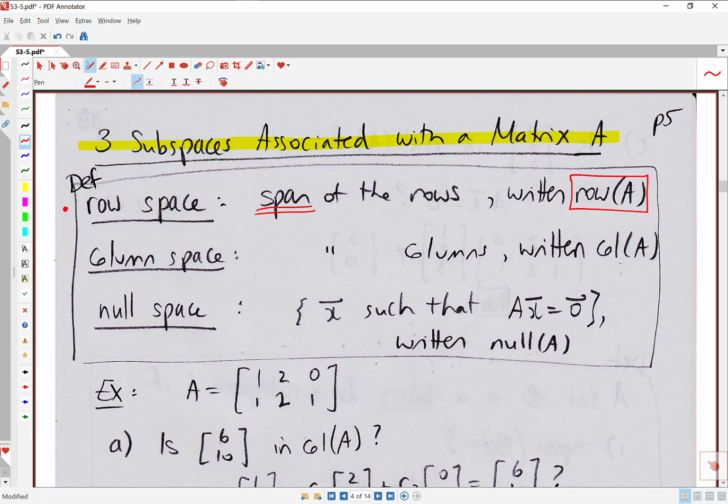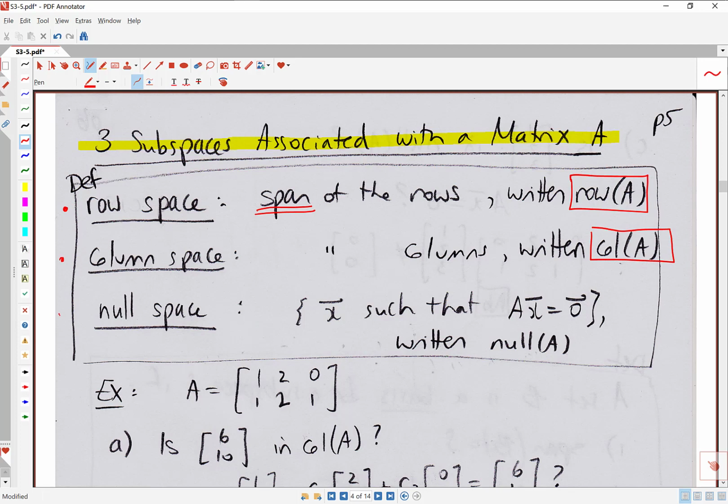And in a similar way, we can talk about the column space of a matrix. So what that is, that's the span of the columns. In other words, it's the set of all linear combinations of the columns of that matrix. And the way we'll write that, col of A.